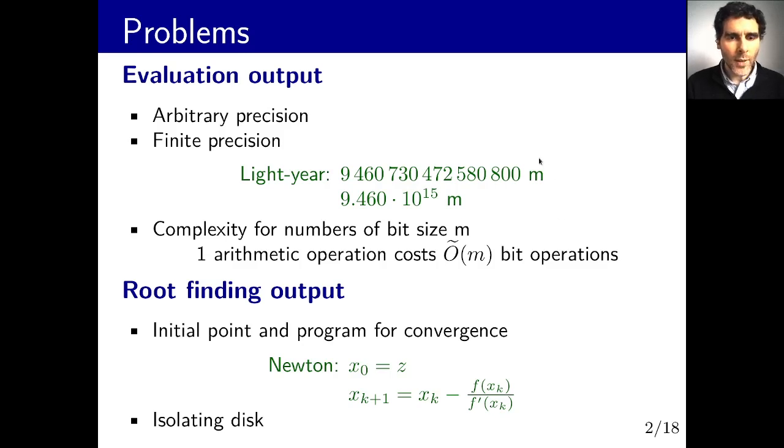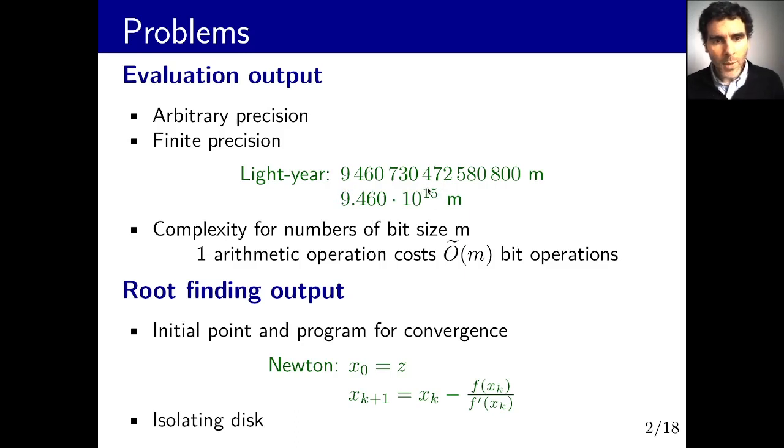More precisely, for example, a light year can be represented in meters with this number. This is arbitrary precision. And if we want finite precision, that is only keeping the first 4 digits, then we have this number with the exponent here that will give an order of magnitude.